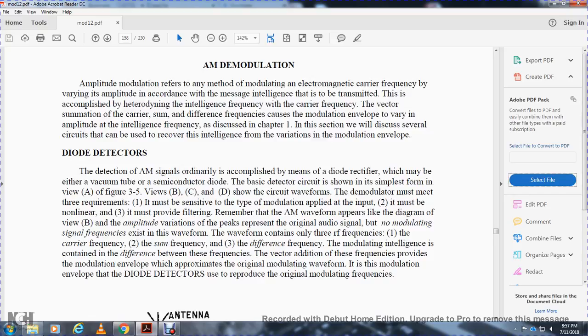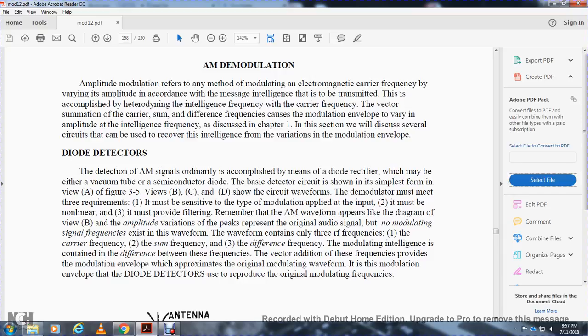Alright, diode detector. Detection of amplitude modulated signals is accomplished by means of a diode rectifier, which may be either a vacuum tube or a semiconductor diode. The basic detector circuit is shown in its simplest form in view A of figure 3.5, with views B, C, and D also shown. The circuit and waveform of the demodulator must meet three requirements. One, it must be sensitive to the type of modulation applied at the input. Two, it must be nonlinear. Three, it must provide filtering.